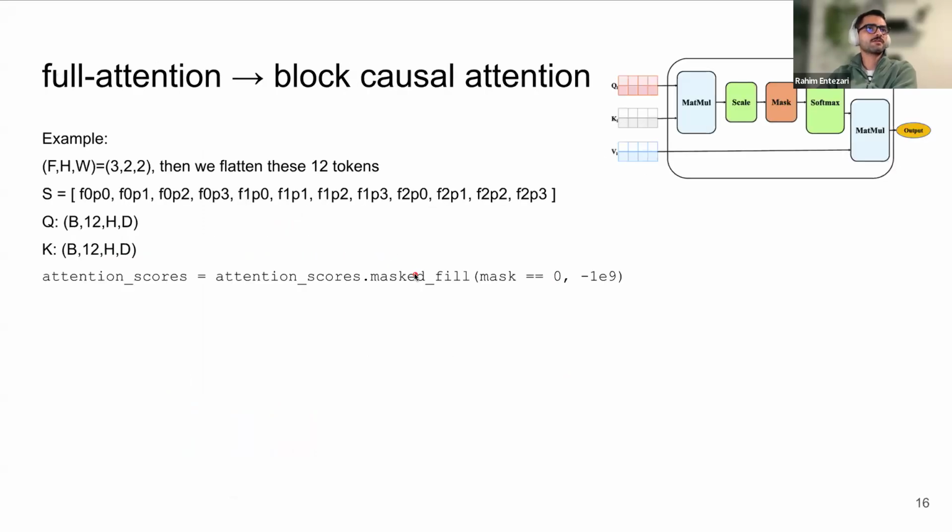What do I mean by causal autoregressive? Imagine a very simple example. We have only 3 frames, 2 tokens in height and 2 tokens in width. So we flatten, as I showed in the previous slide. We have 3 multiplied by 2 by 2, so there will be 12 tokens. These 12 tokens are ready to go into the diffusion transformer, right? So we have batch, sequence, heads, and the number of dimensions and so on for Q and K, and then we compute the attention score.